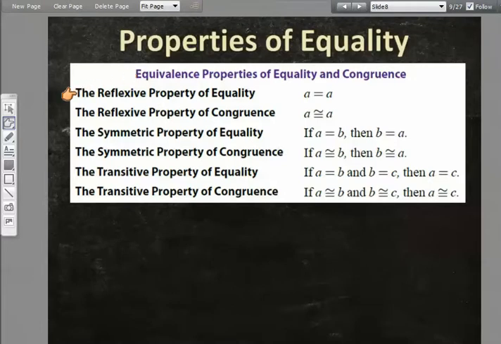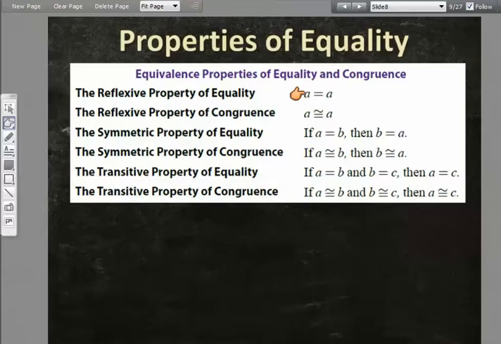First you have the reflexive property, and here reflexive is just like a reflection in the mirror. If A looks in the mirror, A is going to see A, right? So we got A equals A. Then you have the reflexive property of congruence, same thing, except A is congruent to A. Then we have the symmetric property of equality. This is when you throw in two variables. It says if A equals B, then B equals A.